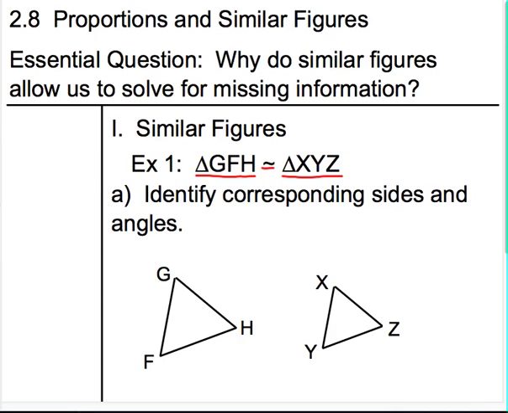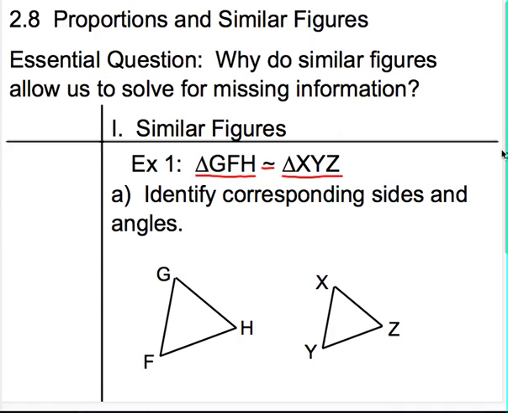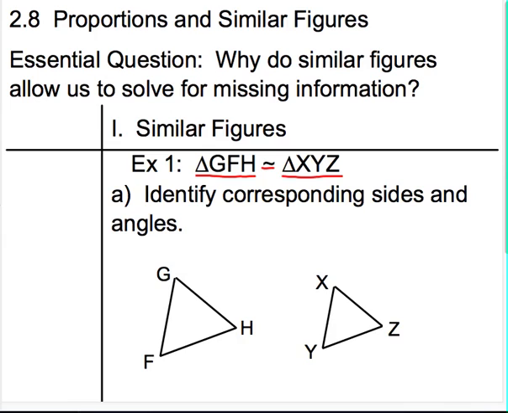So the first thing that we want to do with this example is identify the corresponding sides and angles. And there's two different ways to do that. One way is to look at the similarity statement, and the other way would be to actually look at the figures. Let's look at the figures first. We've got side GF corresponds, or is in the same place on the different triangle, to side XY. When we list sides, so GF, we put a bar above it, and that is corresponding to XY.